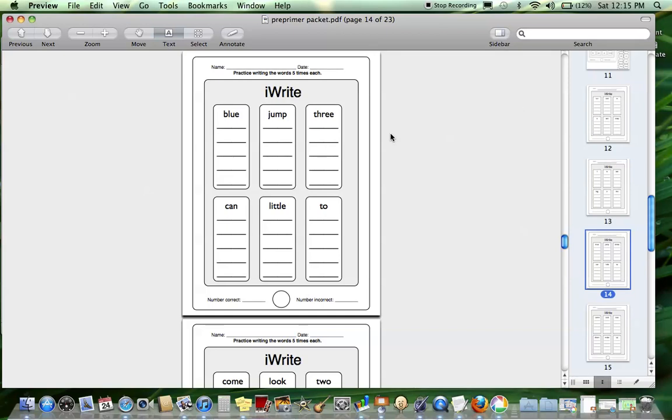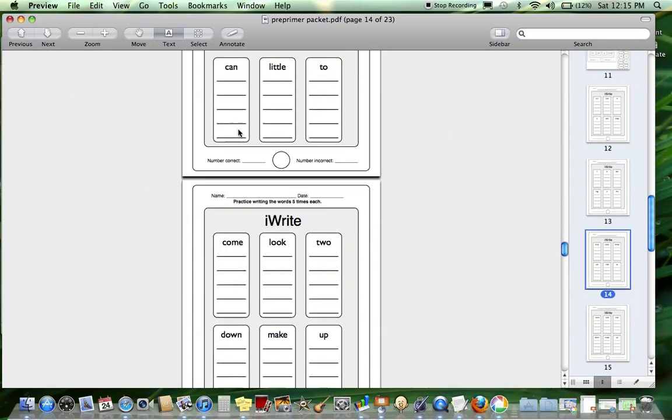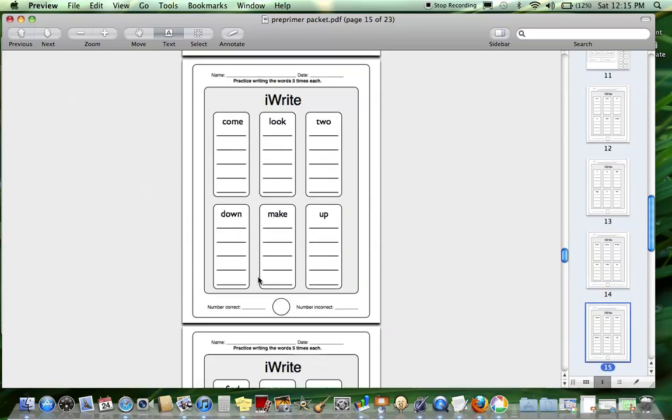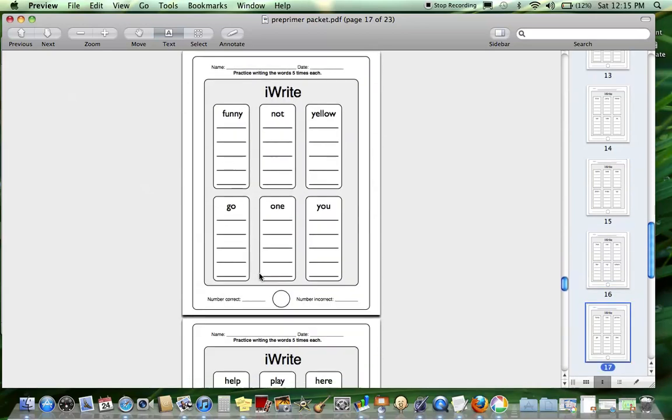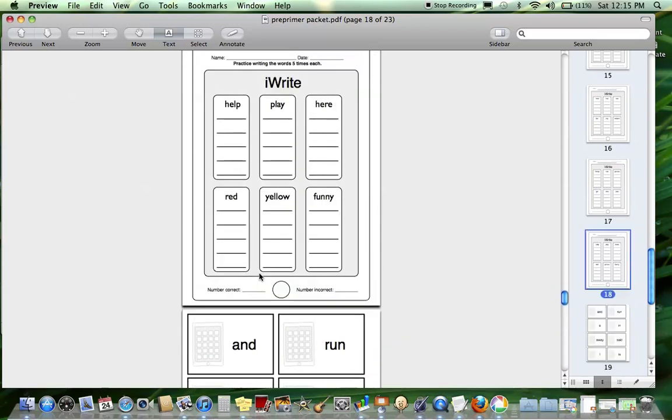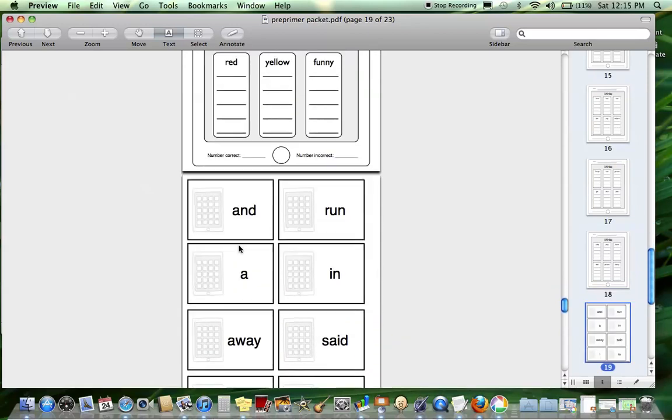So I think it really is helpful for my kids to have that repetition of writing words several times. I know it's not super fun, but it does help them remember the spelling. So we work on these for homework and independent work time to practice writing the words five times each. So there's one for including all of the words in the preprimer set. And then there are flashcards.